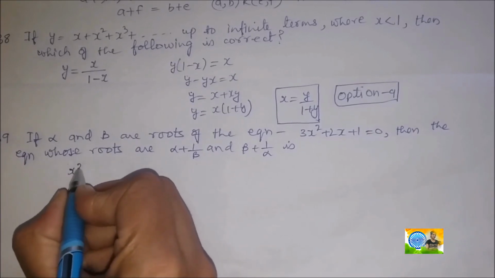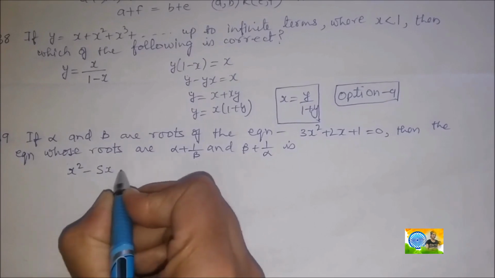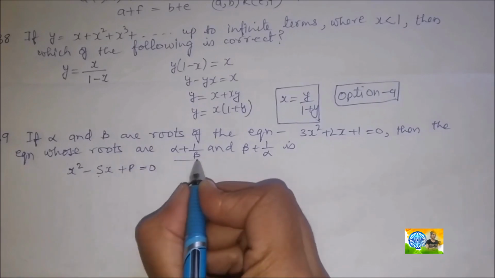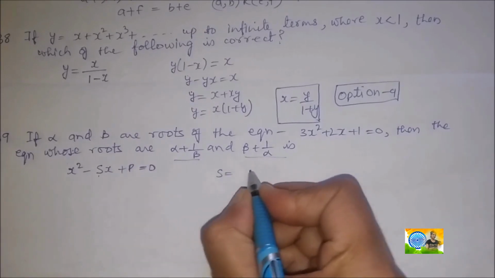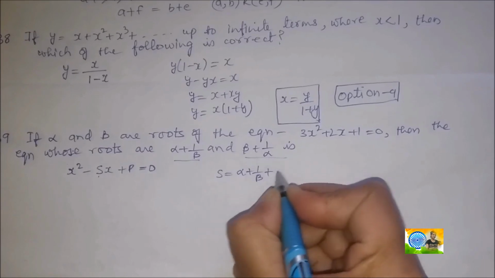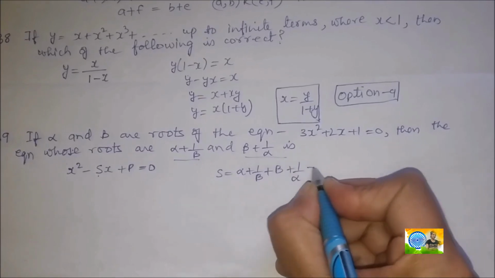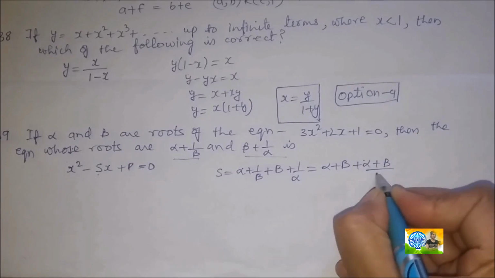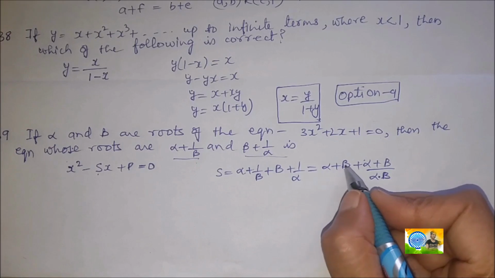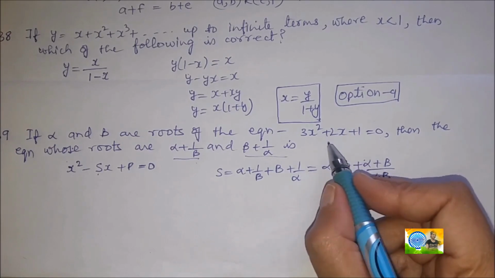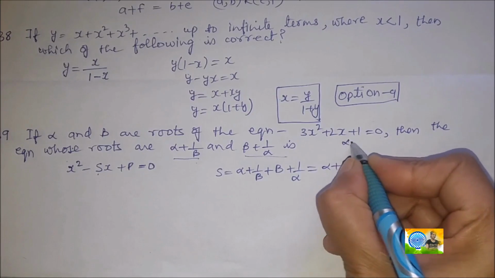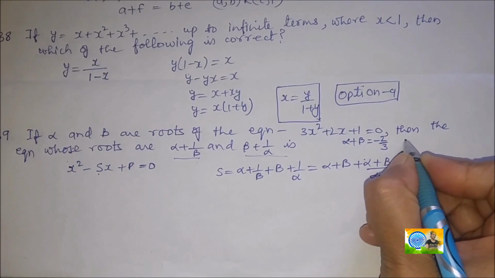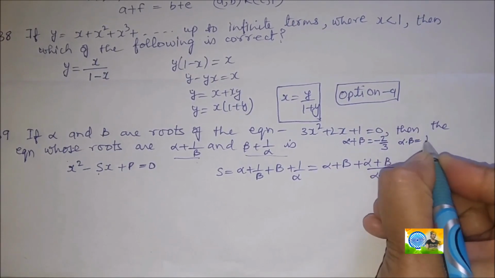Equation is x square minus sum of roots into x plus product of the roots is equal to 0. Here sum of roots means this root plus this root. So sum is equal to alpha plus 1 upon beta plus beta plus 1 upon alpha. This gives alpha plus beta upon alpha beta. And alpha and beta are the roots of this equation. So sum of roots alpha plus beta is equal to minus b upon a, so minus 2 upon 3, and alpha into beta, product of roots, is 1 upon 3.